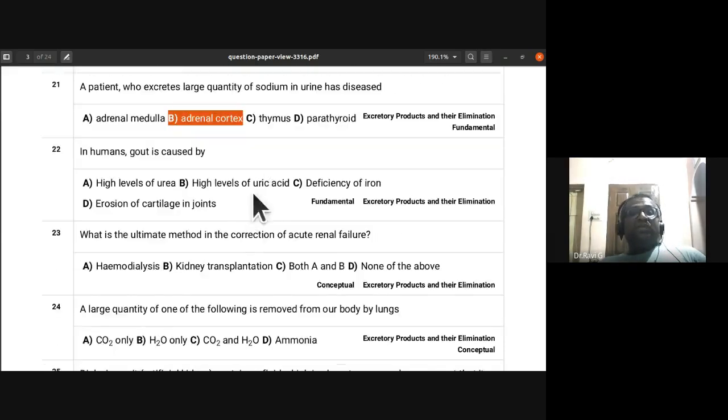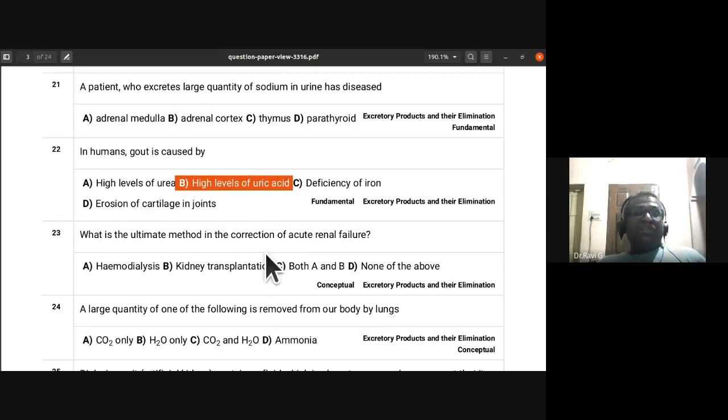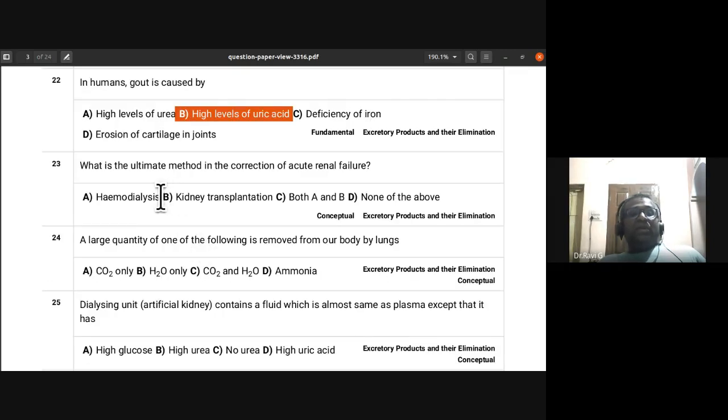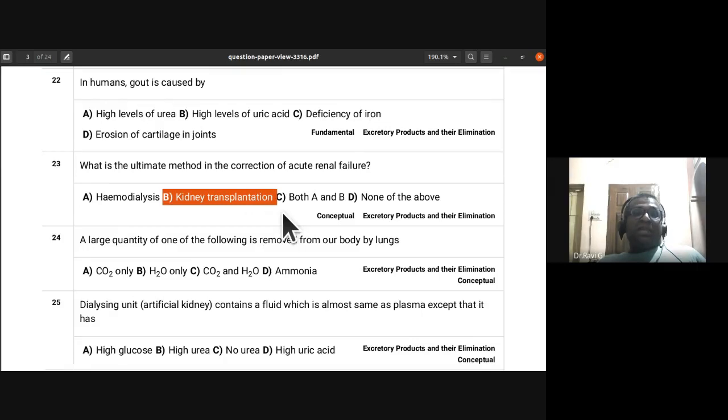In humans, gout is caused by high levels of uric acid, especially the inflammation of the joints of the toes of the leg by the accumulation of uric acid, and it's a very painful process. So that is called gout. So in humans, gout is caused by high levels of uric acid accumulation in the blood. What is the ultimate method in the correction of acute renal failure? Kidney transplantation is the only method of correction of acute renal failure.